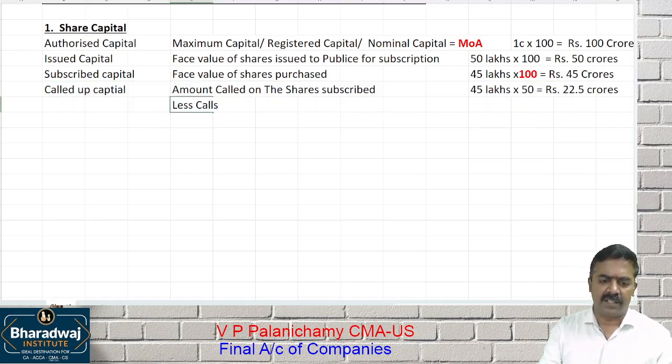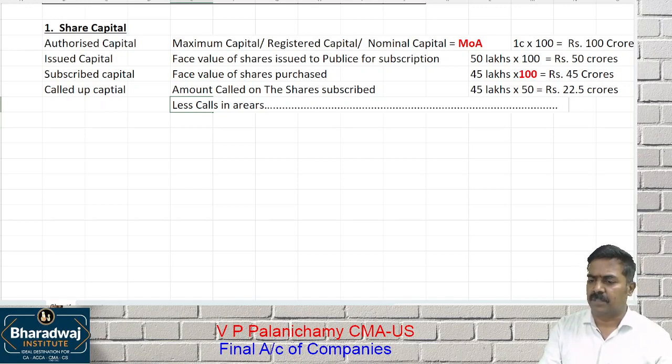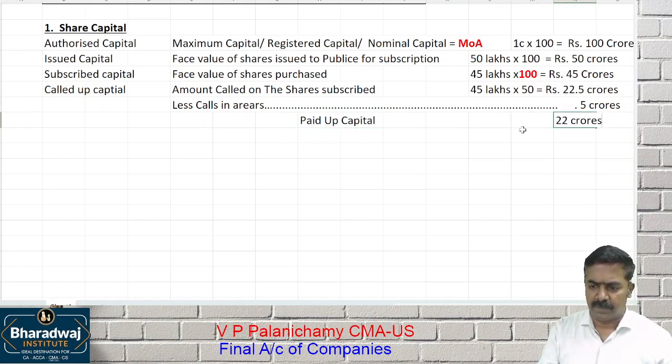What do you mean by calls in arrears? We have called the money, but some shareholders have not paid the money. Let us assume some shareholders have not paid 50 lakhs, that is 0.5 crores. The difference will be called which capital? Paid up capital. Paid up capital is how much? 22 crores.